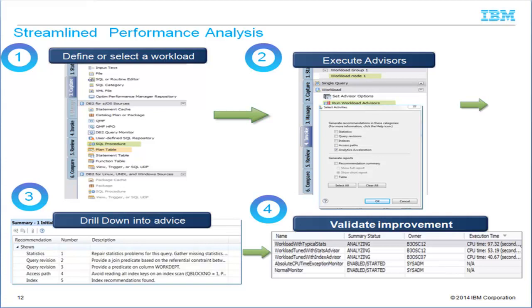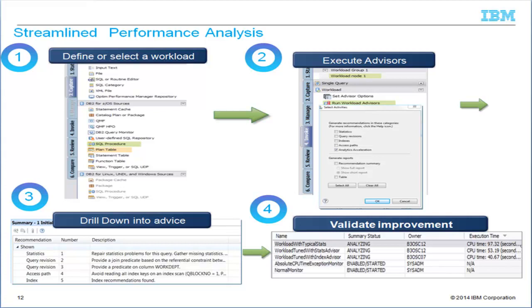You have many options available to you, so you can choose the query monitor, for example, your statement cache, your catalog plan or package. Then you would execute your advisor. You could either execute your advisors iteratively or all at once. Now, as a rule of thumb, I choose to run my advisors iteratively. Why? Let me give you something to remember. The optimizer is only as smart as the data it's given. If you have poor statistics, you're not going to be choosing the right queries to be accelerated. So first, clean up your statistics, run your statistics collection advisor, and then run your analytics accelerator advisor to make sure you have the proper statistics in place.